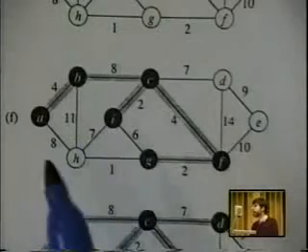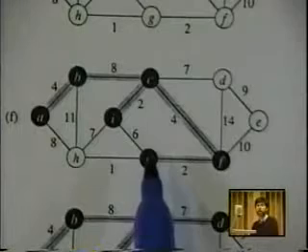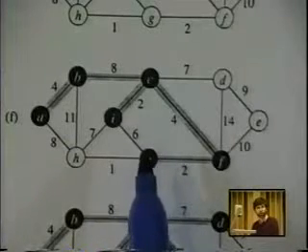Which is the next cheapest edge we can add? Okay, well, we could add an edge of weight 6. But that would be a bad thing to do, because that's going to create a cycle in our graph, correct? We could add this edge of weight 6. But that creates a cycle. It's no longer a tree. So that's exactly the wrong thing to add.